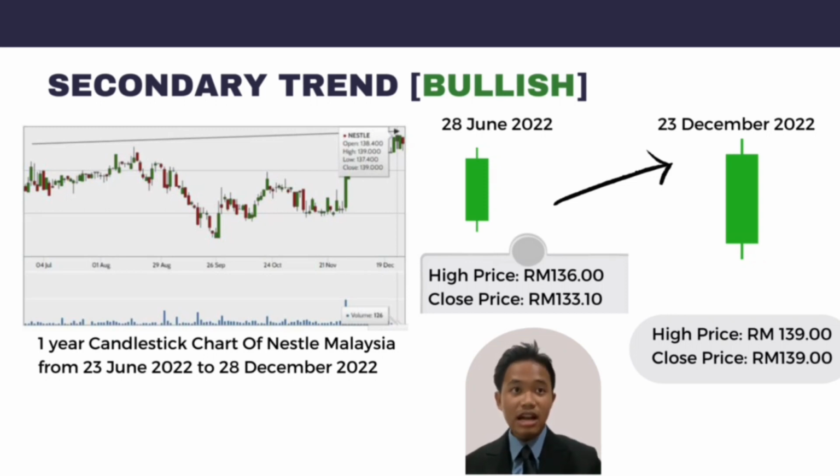The stock price hit a high price of 136 ringgit and the closing price is 133 ringgit and 10 cents on 28 June 2022 with a difference of 2 ringgit and 90 cents. However, as mentioned earlier, the price still increased until 23 December 2022. The price on 23 December increased to the highest price of 139 ringgit and has the same amount as the closing price. The difference in price between the 2 days amounted to 3 ringgit. With the increase in the stock price, it is the best time for the investor to sell back their shares and gain profit from it.